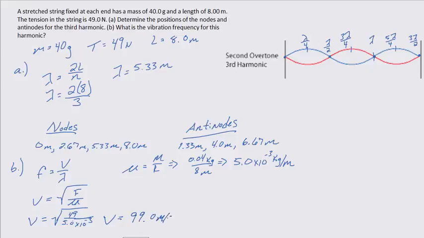99.0 meters per second. Now we know our wave speed, we can plug it into our first equation, where our wave speed divided by our wavelength will give us our frequency. So if we plug in our values, given that our velocity is equal to 99 meters per second divided by a wavelength of 5.33 meters, it will give us a frequency that is equal to 18.6 hertz.